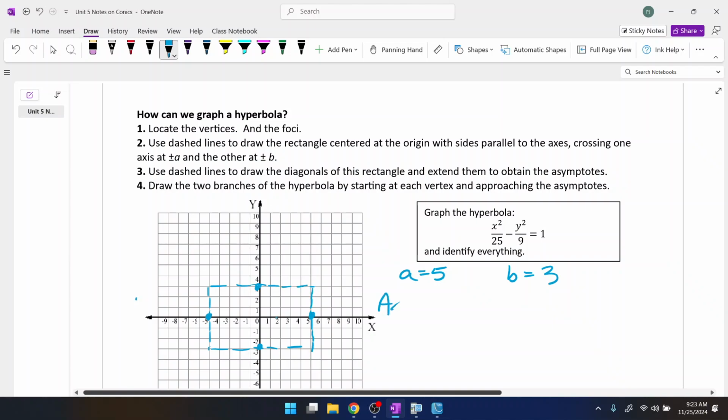And we see that we're going to have asymptotes. You go up 3/5 or down 3/5. So literally it's going to be y equal to plus or minus 3/5 x.